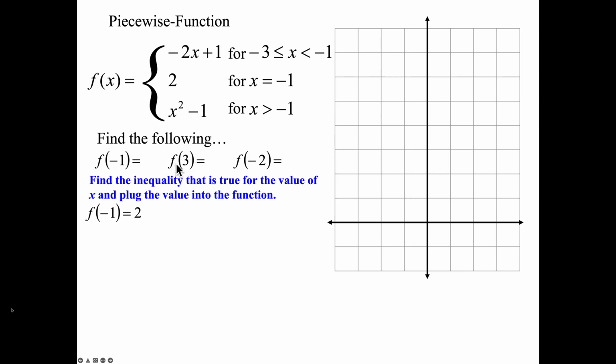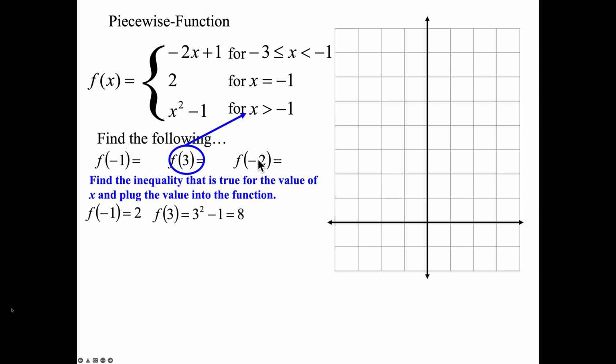All right, if I want to find f of 3, well, 3 is bigger than negative 1, so this inequality doesn't work. 3 is not equal to negative 1. 3 is greater than negative 1. This is true. So we're going to use the quadratic function and plug the 3 in for that x. So 3 squared is 9 minus 1 is 8. There's my answer.